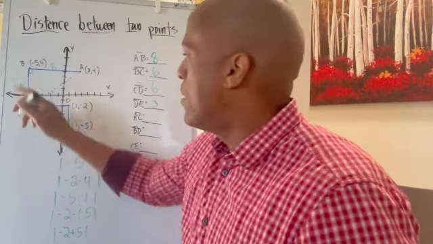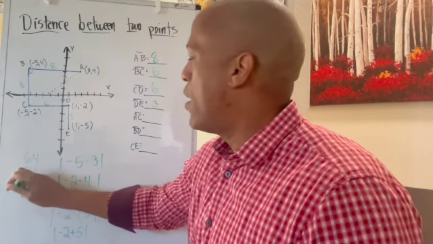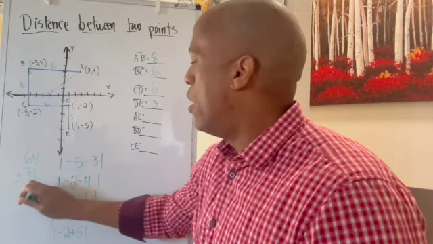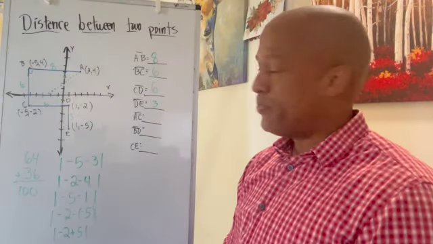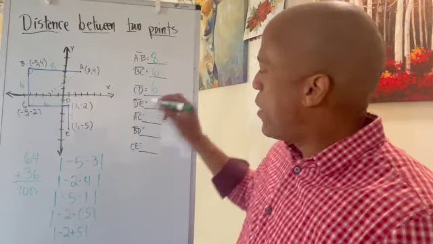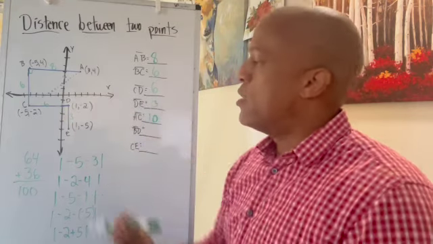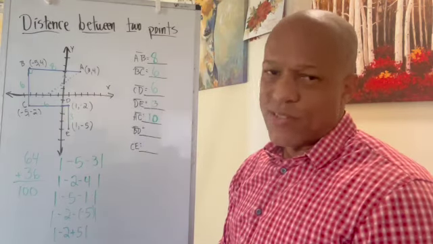So 8 squared is 64. 6 squared is 36. I'll add that up, and I'll get 100. What's the square root of 100? There's 100 squares, and the square on the outside, I know the square root of that is 10. And I've just found the distance between A and C without having to go to the distance formula.